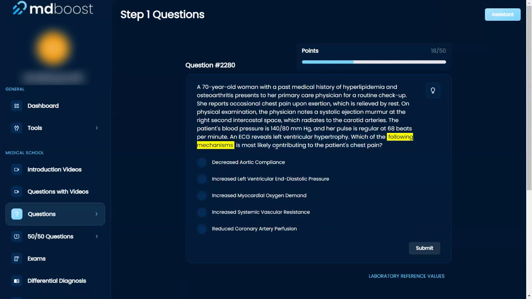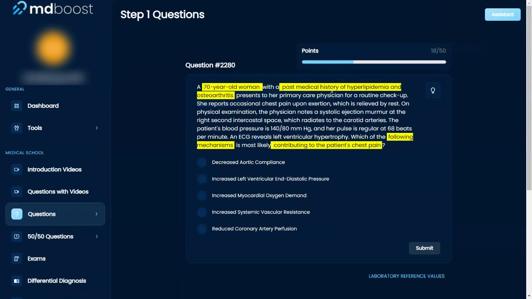So, which of the following mechanisms is the most likely contributing to the patient's chest pain? A 70-year-old woman with a past medical history of hyperlipidemia and osteoarthritis presents to her primary care physician for a routine checkup. She reports occasional chest pain upon exertion, which is relieved by rest.